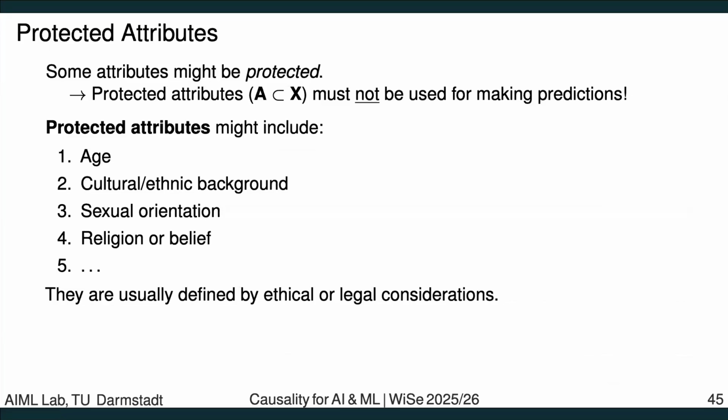So in this kind of setting, usually what is happening is that people define protected attributes, especially in legal domains or applications, where they say, well, you can't use the age, the cultural or ethnic background, sexual orientation, or the religion or belief of a person to take decisions in maybe finance or employment. So whatever happens, you cannot use those attributes to make a decision. So they need to be excluded from your decision process.